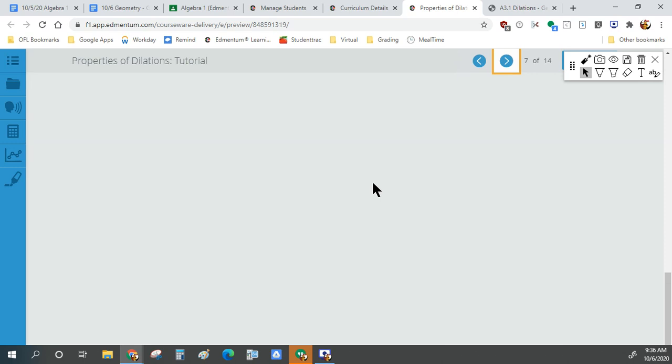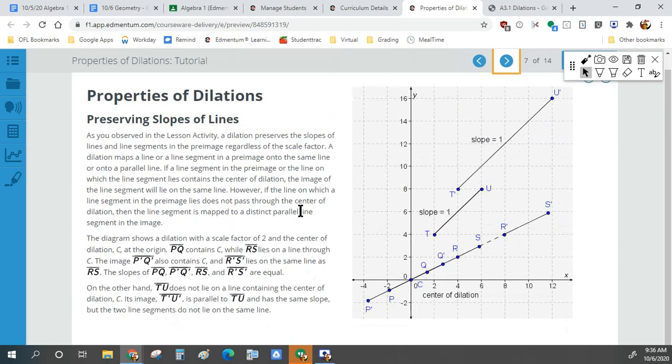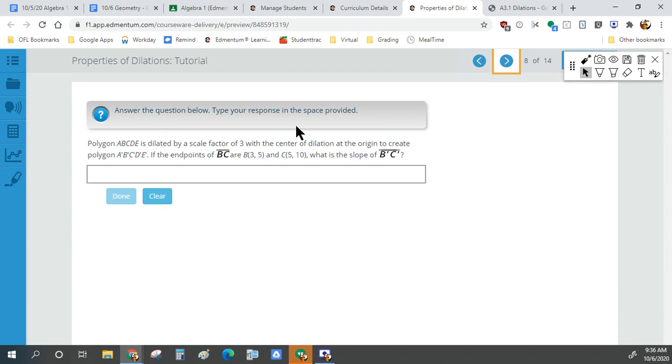So moving on to slide 7, properties. One thing that we learned from that activity should be that slope is preserved. We preserve the slope when we're doing dilation. Slope stays the same, in other words. All right, so here's a question. We're going to dilate something by 3, 3. What is the slope of this? So here's point B and point C. If slope is the same, then whatever the slope is for BC, it's going to be the same as B prime, C prime.